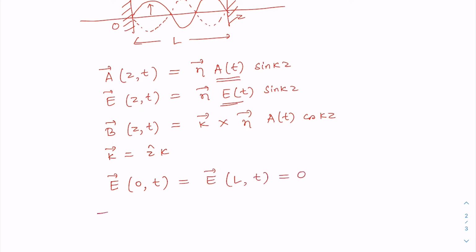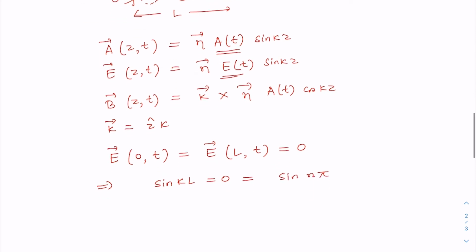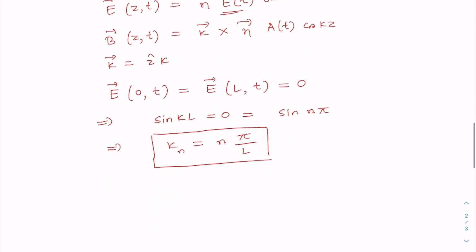And from here you can immediately see that you will get sin kL is equal to 0, which I can write as sin of some integer times pi. So from here I have k is an integral multiple of pi by L, so k, the wave vector, becomes discretized because of the boundary conditions.